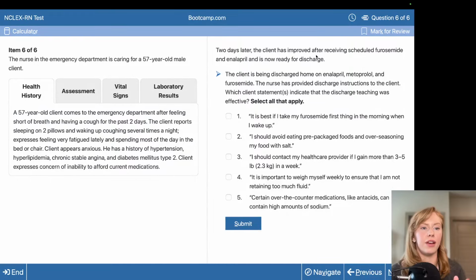We're being discharged on enalapril, metoprolol, furosemide. We've taught the client, and we need to figure out which statements indicate the teaching was effective. And because this is a select all that apply, we're going to treat each option like its own true or false, okay? So true or false that this indicates teaching was effective. It's best if I take my furosemide first thing in the morning when I wake up. True or false? What do you guys think?